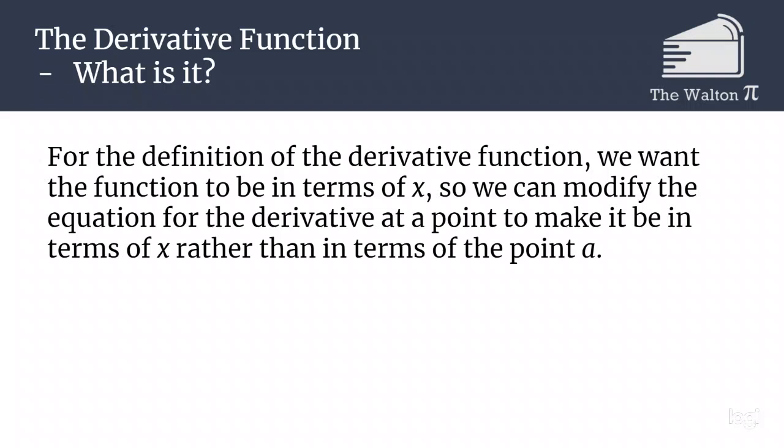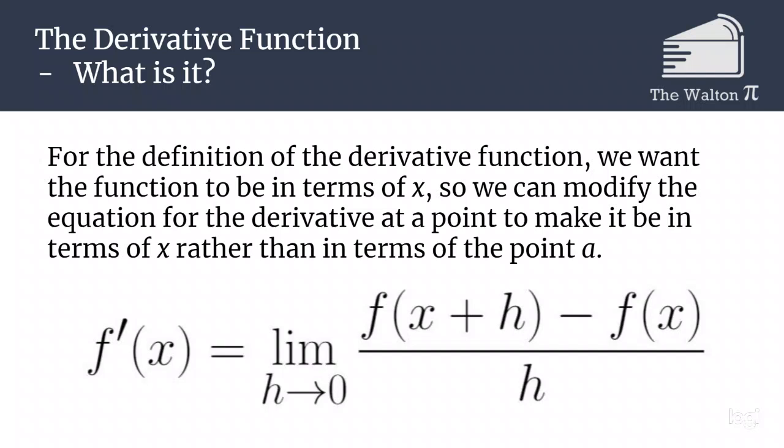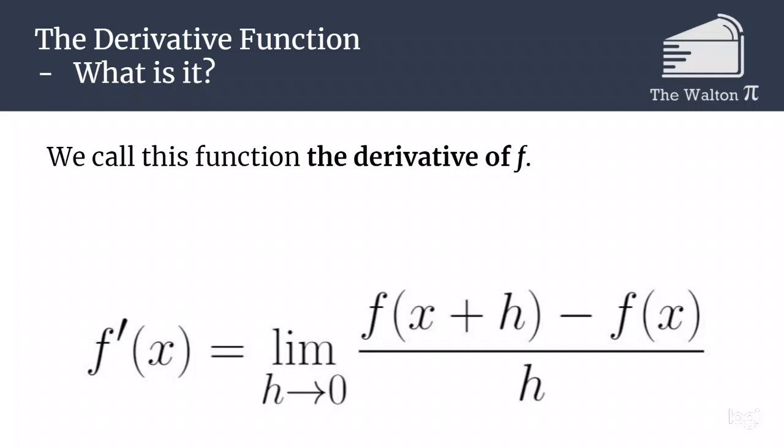So the definition of the derivative function, we're going to want the function to be in terms of x, or in terms of whatever our variable is. So we can modify the equation for the derivative at a point to make it be in terms of x rather than in terms of the point a. So we are going to define the derivative of f at x to be equal to the limit as h goes to 0 of f of x plus h minus f of x all over h. We're going to call this function the derivative of f.